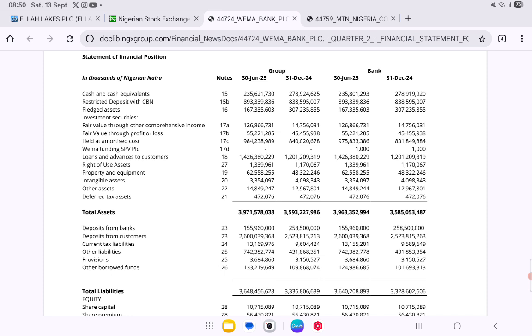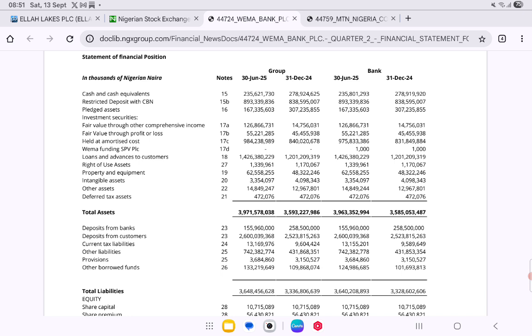So why are loans and advances to customers assets? It's quite simple. Banks generate interest income from loans and advances to customers. They also have all sorts of fees that they charge in processing loans and all that. So that's why for a bank, loans and advances to customers are an asset. What else do you have?